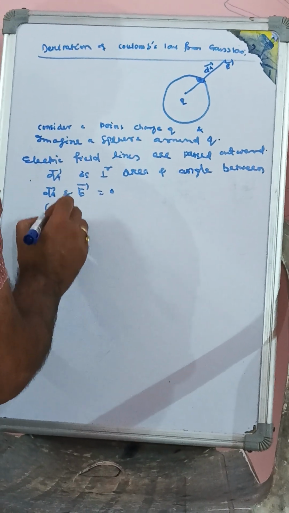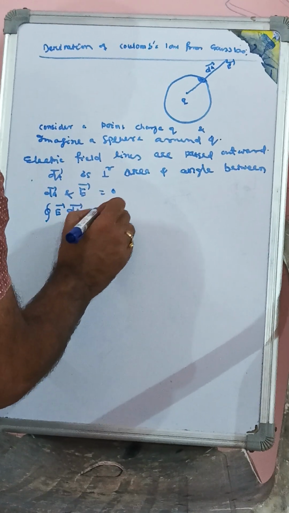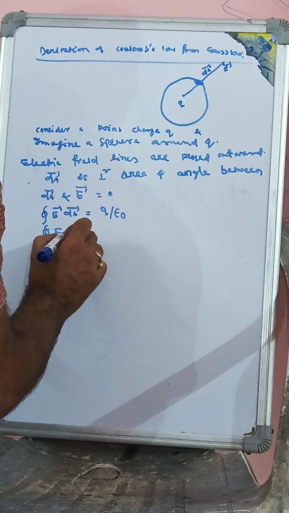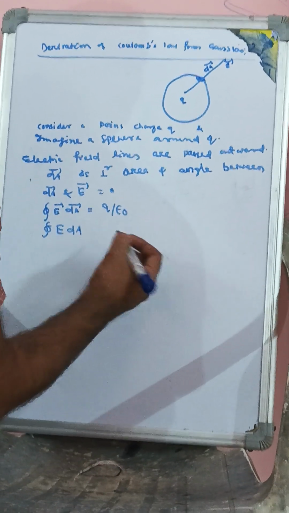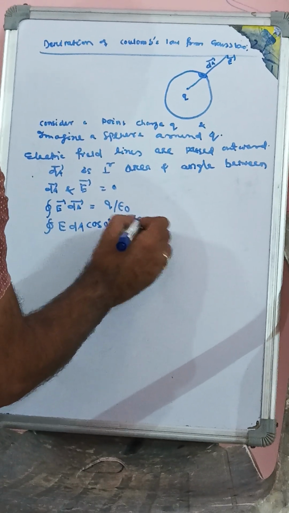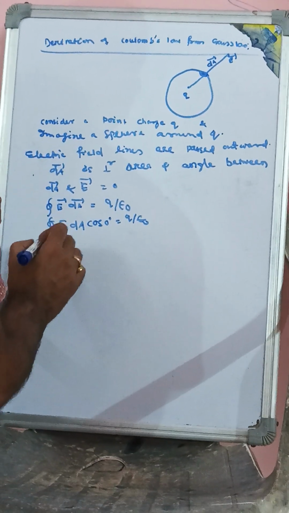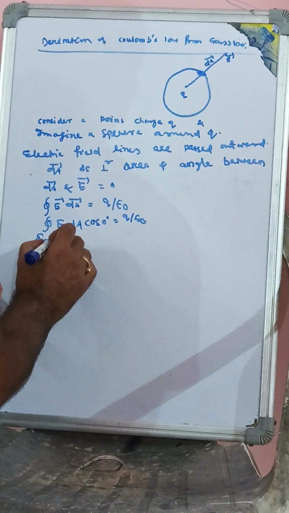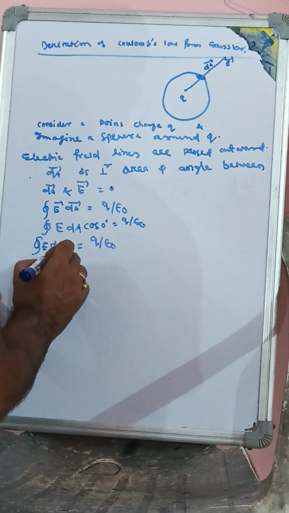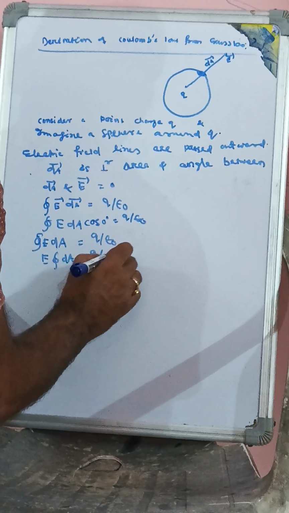Then the closed integral of E·dA is equal to, we know, q by epsilon 0. Closed integral of E dA cos theta, where the angle between dA and E is 0, cos 0 degree, is equal to q by epsilon 0. We know cos 0 is equal to 1. Then the closed integral of E dA is equal to q by epsilon 0. Very important long question.